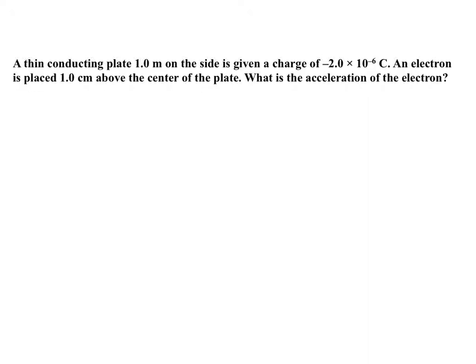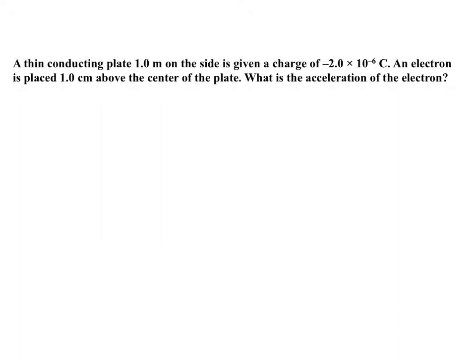So a plate of metal, big plate of metal, a meter on each side. That's this big, a yard, 39 inches by 39 inches in the English system. A little change. Electron is placed. Good luck picking one up all by yourself. 1 centimeter above the center of the plate. What's the acceleration of the electron?